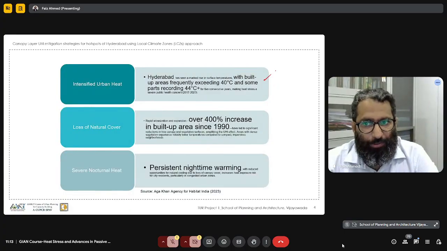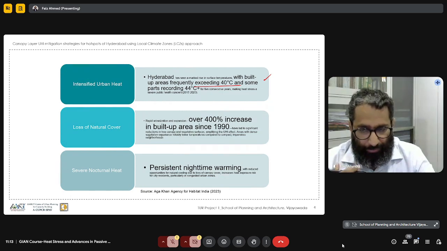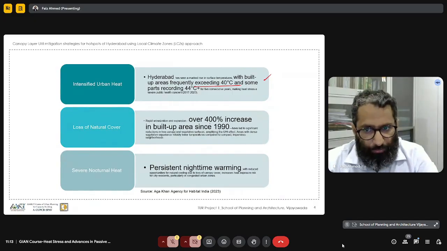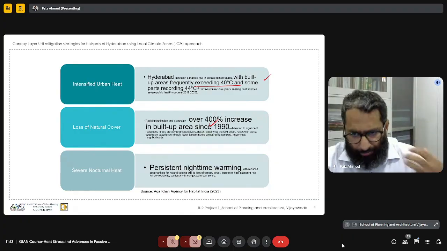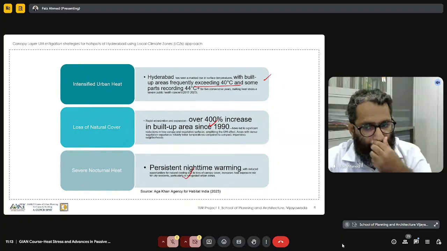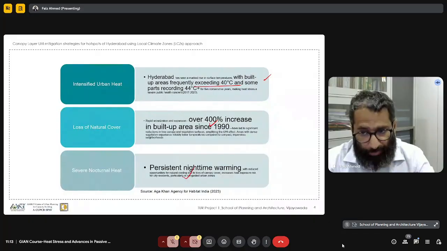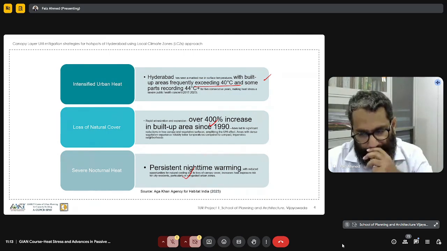The case is Hyderabad, and we have experienced the temperature rising more than 40°C on several days. Also the built-up area has increased significantly over a period of time. Persistent night heating and UHI has been well documented, and is one of the problems that has been there for quite a long time. And this has been the case in other Indian cities as well, and we are quite familiar with this kind of issue.